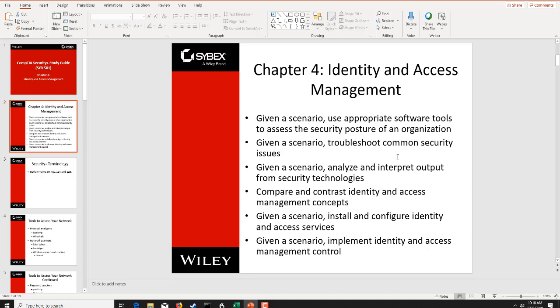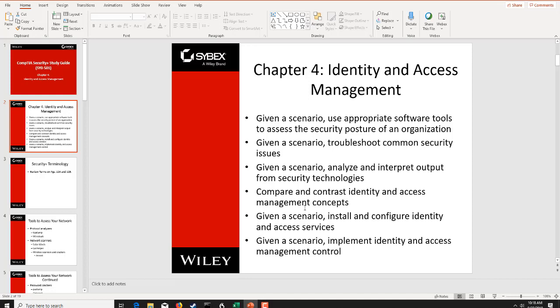Given a scenario, troubleshoot common security issues. So here we will look at the tools that we use for vulnerability assessment, vulnerability scanning, etc. Given a scenario, analyze and interpret output from these security technologies. That's pretty self-explanatory, so that's going to be an analysis step. Compare and contrast identity and access management concepts. So here we're going to look at different protocols that are used for security and identity management, such as RADIUS, TACACS+, Kerberos, etc.